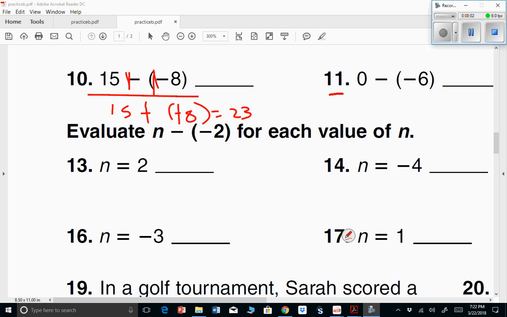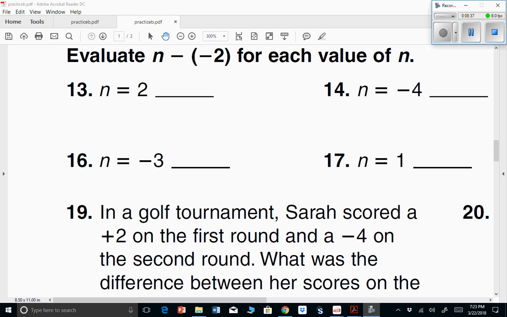Let's go over here where I can write a little bit better. We again have minus a negative. When you see minus a negative, you can simply remember that minus a negative is the same thing as plus a positive, and you make them both plus. So 0 plus 6 is 6, and that's a very quick way to get a problem done where you are subtracting a negative. It's the same as adding a positive.